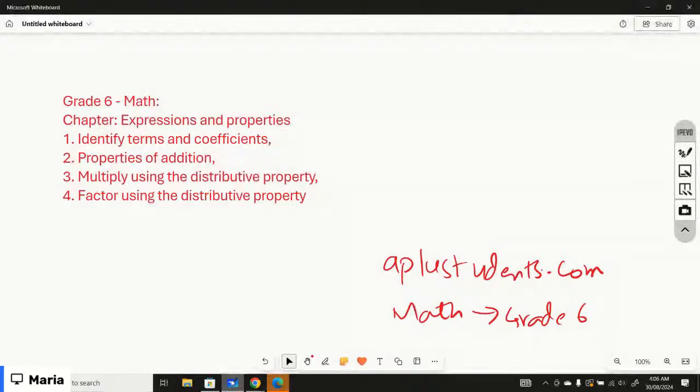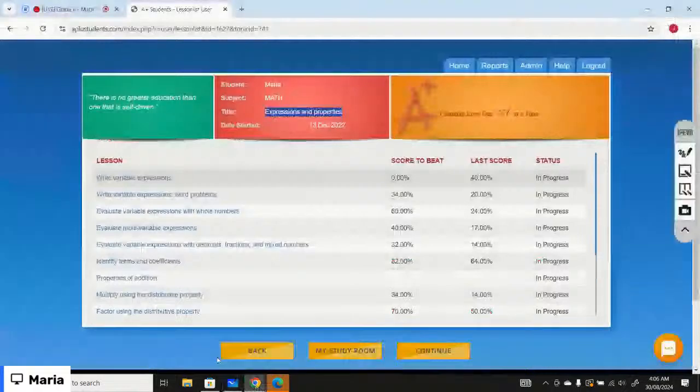Properties of addition: multiply using distributive property and factor using the distributive property. On the grade 6 math, the chapter we are on right now is expressions and properties. Let's just start with the lesson, that is identify terms and coefficients.